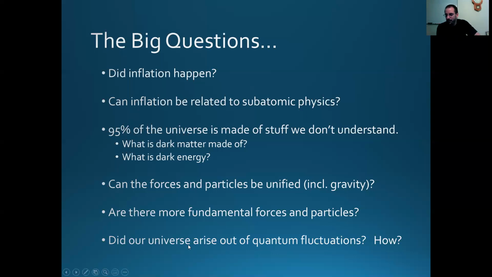Could this be how the universe arose? Could there have been some fluctuation of virtual particles, perhaps in a different universe, that gave rise to our Big Bang? And maybe our universe will eventually give rise to other universes out of these quantum fluctuations. And if so, how did that happen? And that is my talk.